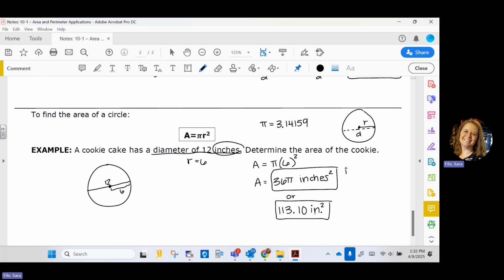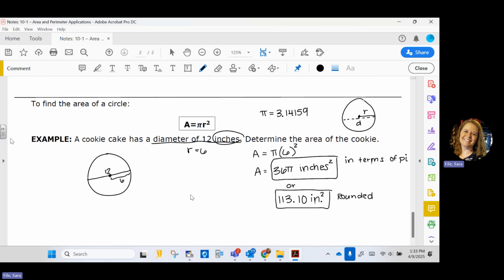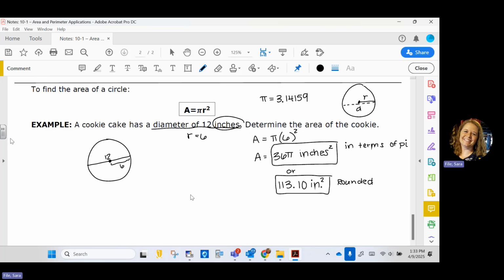Okay, so this is in terms of pi. This is rounded. So pay attention to the wording on your practice. I think you have some of each where you may be asked to leave it in terms of pi. You may be asked to round to the nearest 10th, 100th, 1000th, whatever it is. Okay, we feel okay about area and perimeter?